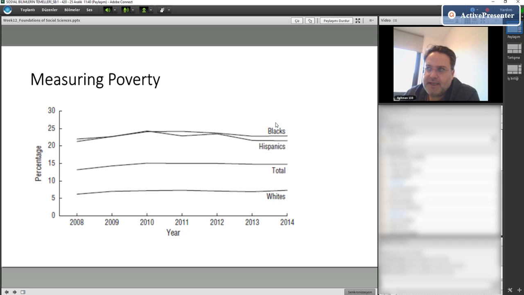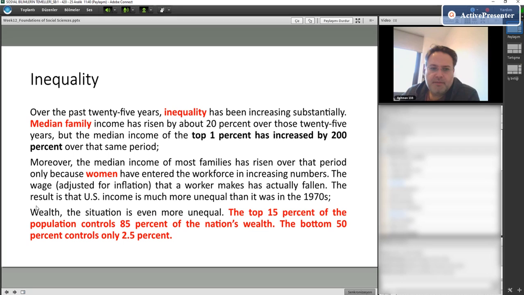And this could also be said in Western Europe, the Netherlands, Germany, England. It would be the minorities, especially the Muslim minorities, who would have a bigger average of poverty and inequality within the society. As you can see at the bottom of the slide, the situation of wealth is even more unequal today. The top 15% of the population controls 85% of the nation's wealth. The bottom 50% controls only 2.5%. So this is what we're talking about, inequality.